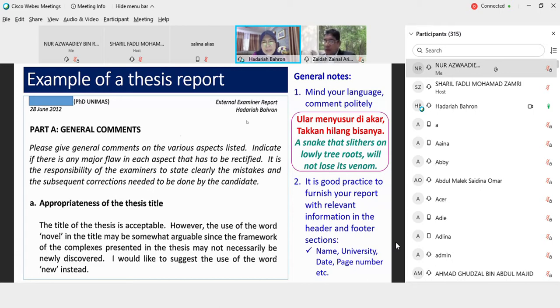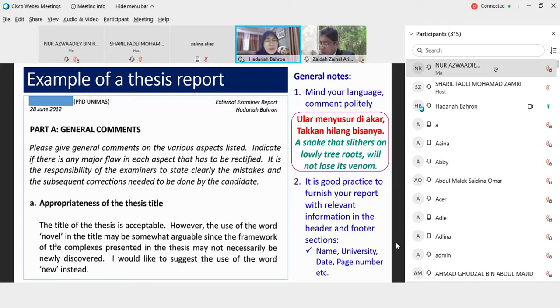In my report, I made sure on the header I put who the student name is, what university, what date, whose report this is. So, for example, when commenting on the appropriateness of the thesis title, I write something like this. I said, the title of the thesis is acceptable.